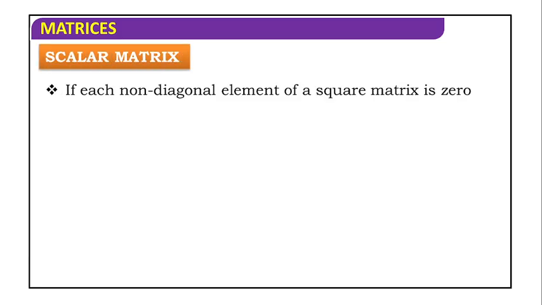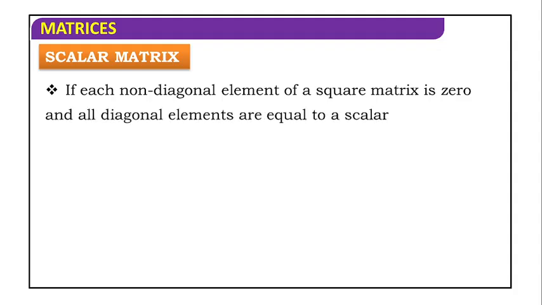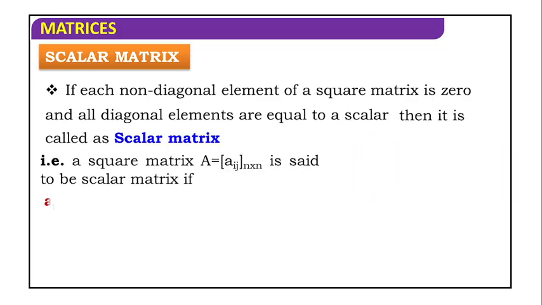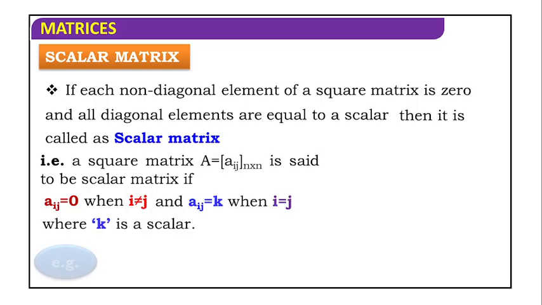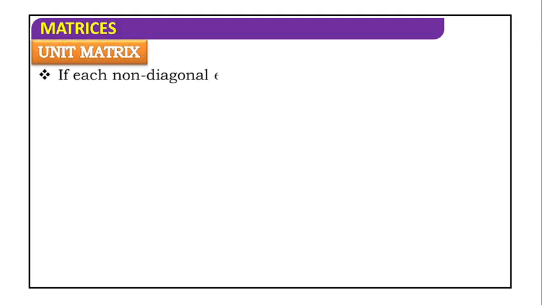Scalar matrix. If each non-diagonal element of a square matrix is 0, this is one type of diagonal matrix, but all the diagonal elements are equal to a scalar. Then the matrix is said to be a scalar matrix. For example, here 2, 2, 2 and 2 are the same, and the remaining elements are 0. Then this is scalar.